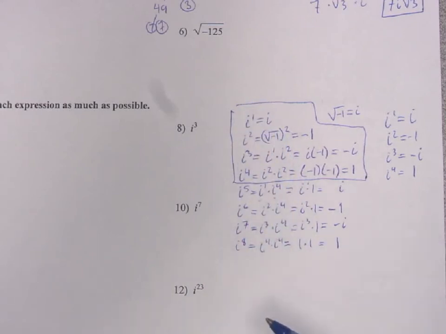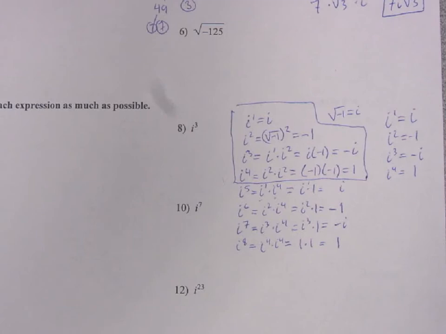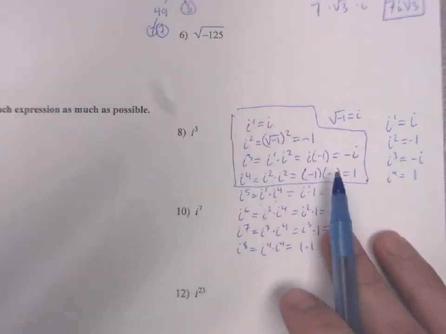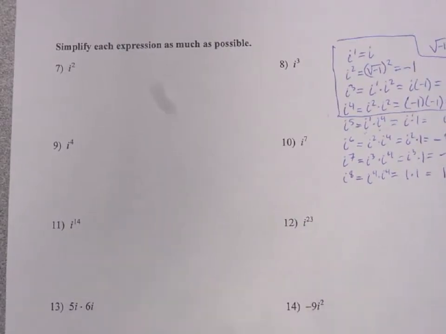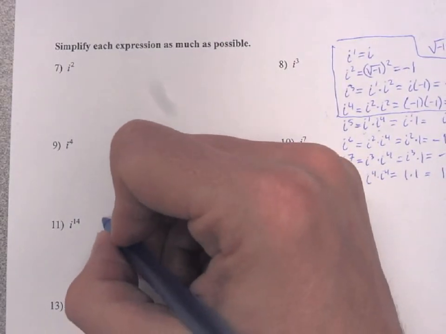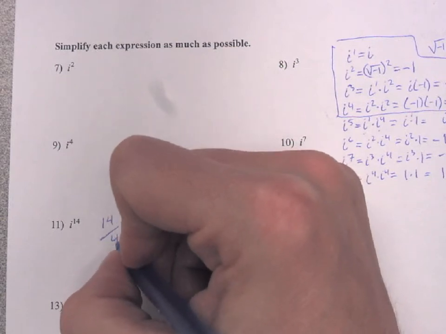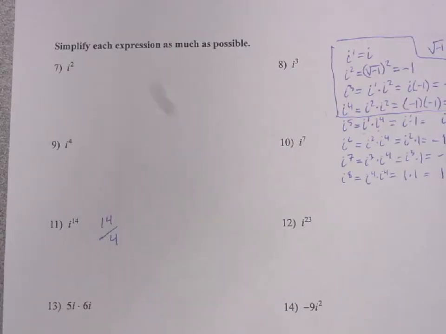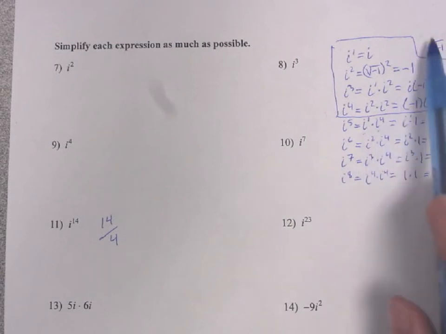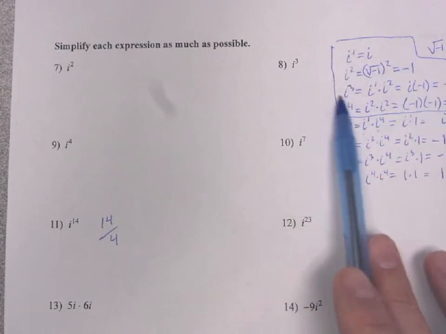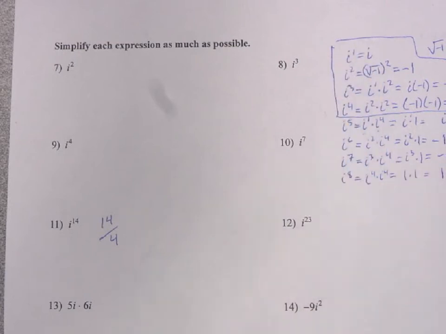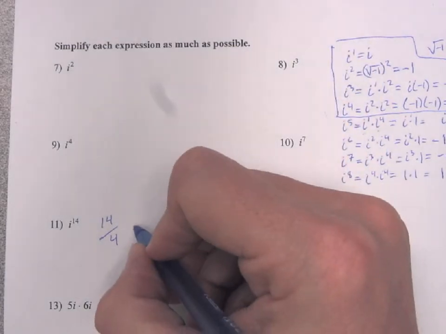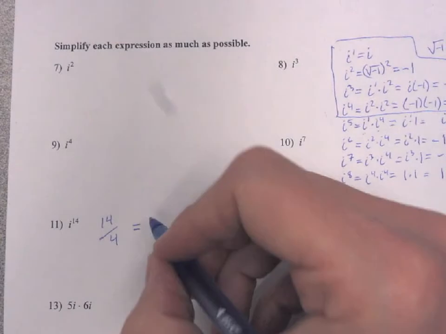Because it keeps repeating every fourth number, what we can do is divide by 4 to see how many times it goes through this cycle. Let me explain how that works. If I do 14 and divide it by 4, I'm trying to see how many times it cycled through, because there are 4 different options here, so I divide by 4.